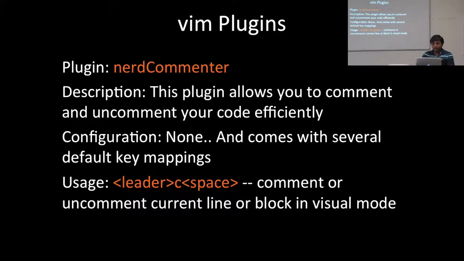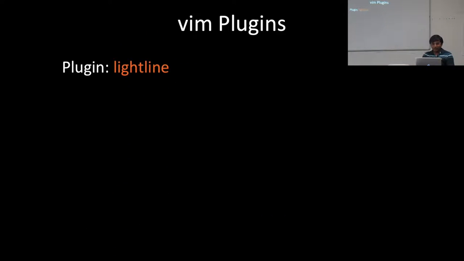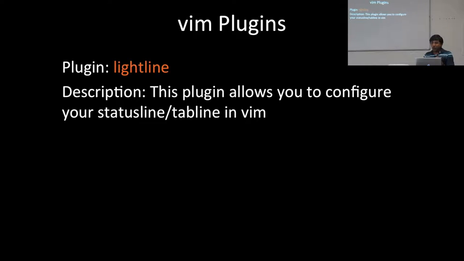The next is Lightline. This plugin allows you to configure your status line and tab line, the line at the bottom. Which mode are you in? Which column are you in? At what row are you in? Those kinds of information, whether your file is in read-write format or read-only format, it will give you all that information and it colors a little. You can do many things with your status bar.